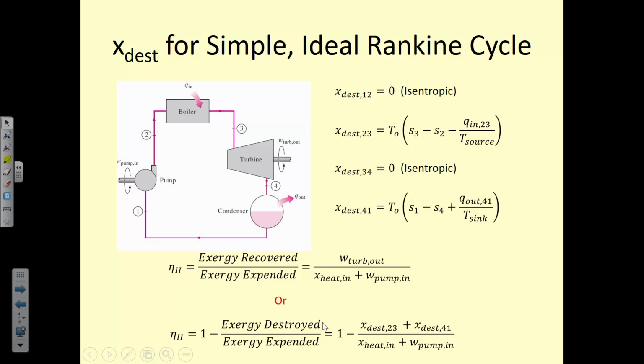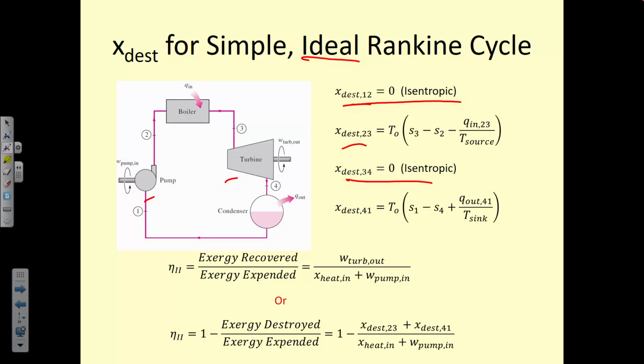So the exergy destruction for the simple ideal Rankine cycle is fairly easy to analyze and calculate because from state 1 to 2, if we're assuming it's the ideal Rankine cycle, our entropy does not change, which means that we have not destroyed any exergy, nor have we generated any entropy. So for our pump and our turbine, our exergy destruction is 0 because they're isentropic. Again, this is only for the ideal Rankine cycle.